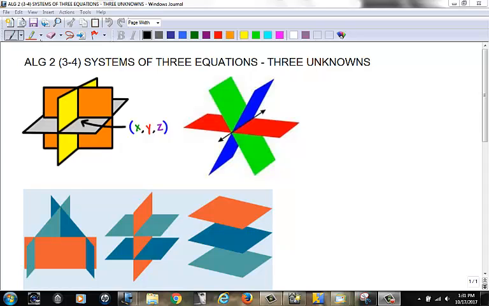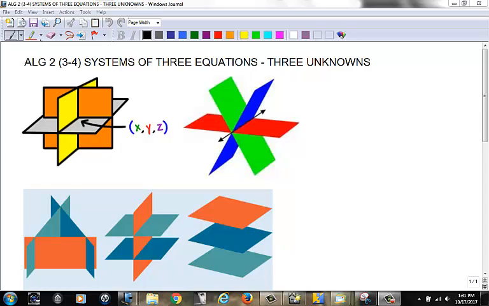Okay, we're going to go through solving systems of equations, three equations, three unknowns. Most of you have already gone through solving two equations, two unknowns, where you solve for an x and a y. But in this, you're actually solving three equations, three unknowns. And you can think of it as the three planes that I've shown there intersecting.